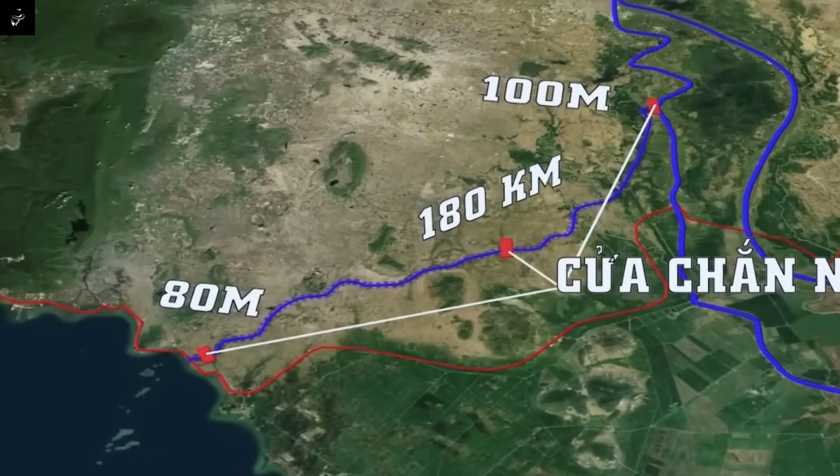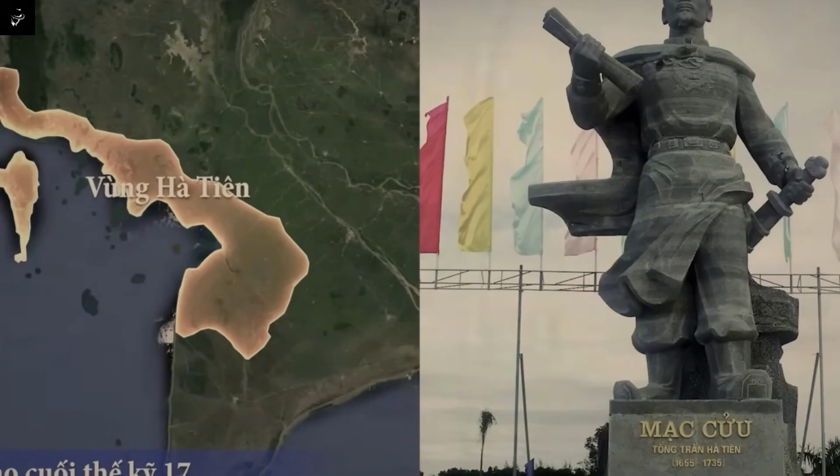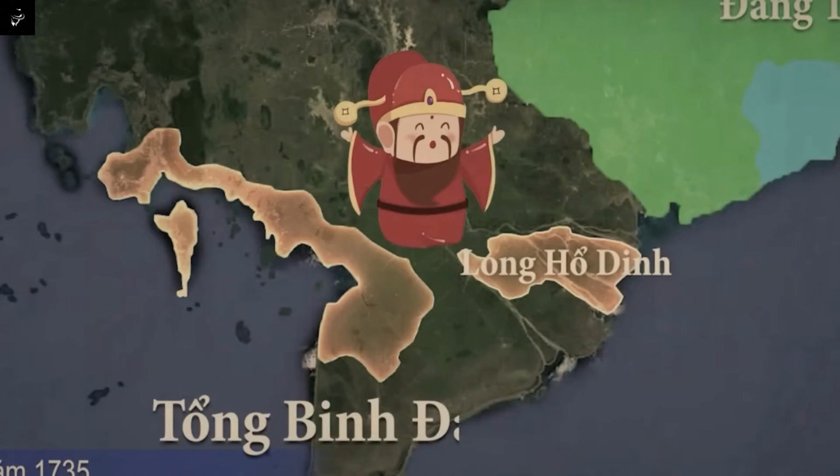There, he found a densely populated community of Vietnamese, Chinese, Khmer, and Cham people living together. With his sharp mind, he gathered scattered settlers, built fortifications, promoted land reclamation, and established 7 villages stretching along the coast all the way to present-day Ca Mau Cape.